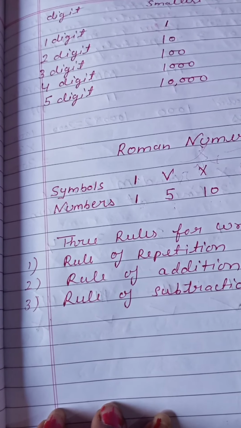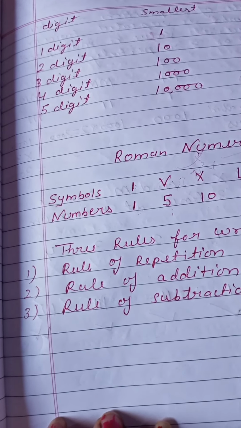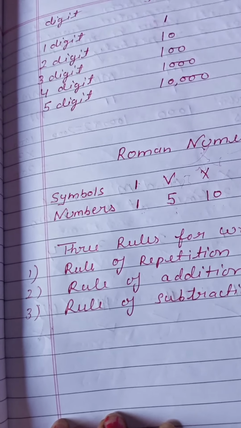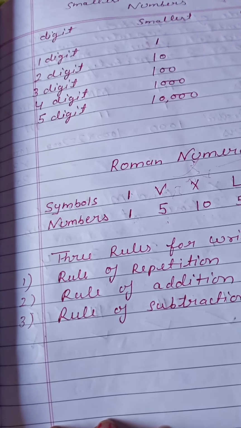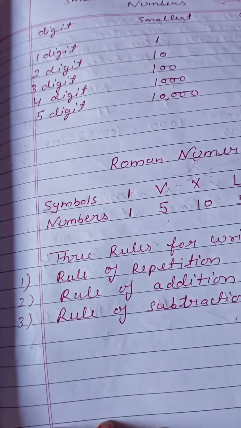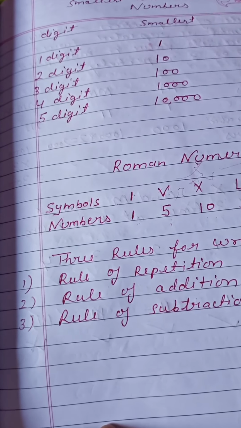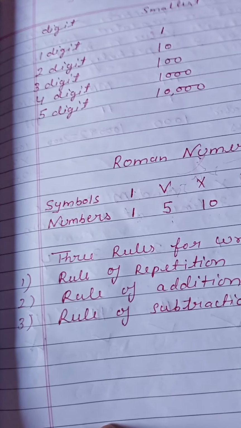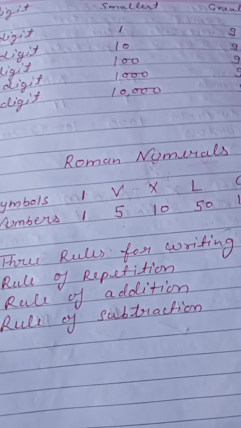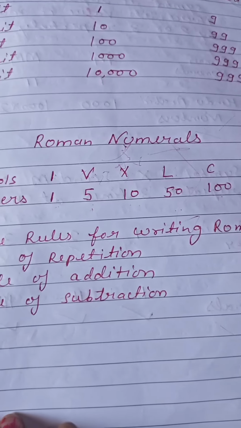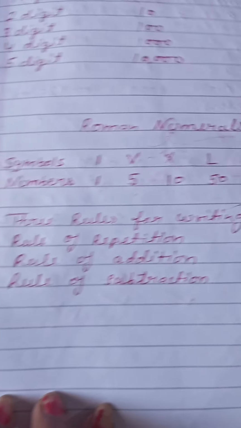The ancient Romans used letters to write numbers. We use Roman numerals in clocks and watches. Here are the letters used to write the numbers. The number I is equal to 1, V is equal to 5, X is equal to 10, L is equal to 50, and C is equal to 100.